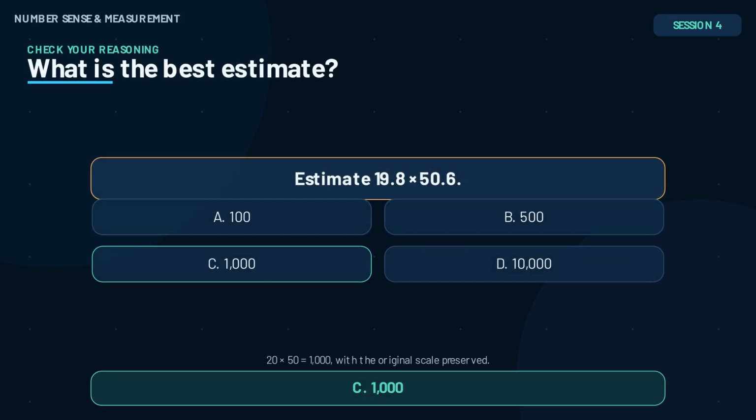Checkpoint. What is the best estimate of 19.8 times 50.6? Round to 20 times 50. The product is 1,000, so choice C is the reasonable magnitude. An answer near 10,000 would signal a factor of 10 error.